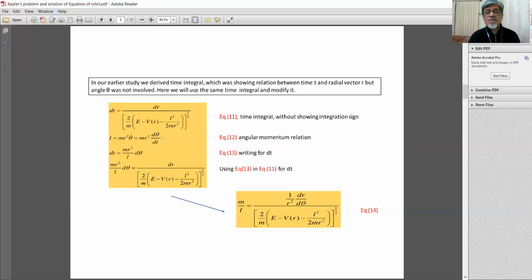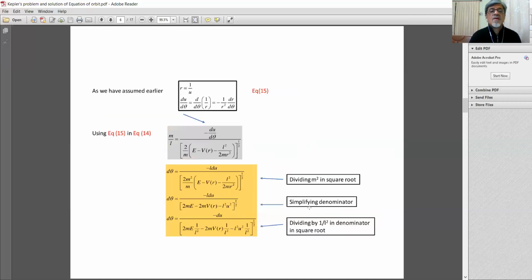Now that can be further represented as m divided by L equal to, taking r square, d theta and dr to the other side, 1 upon r square dr by d theta, and in the denominator the big term. So that is represented as equation number 14. Now come to the next slide. Now we have already assumed earlier that r is equal to 1 upon u.